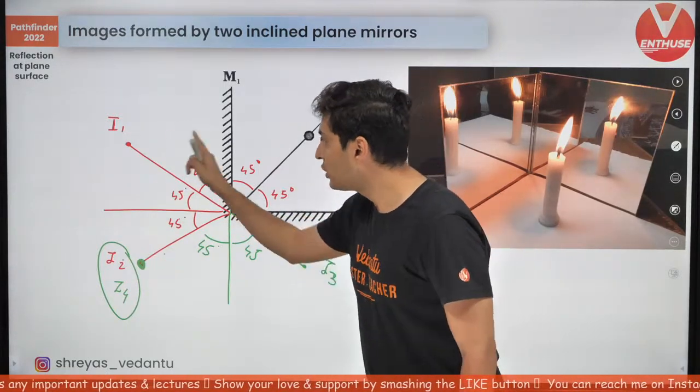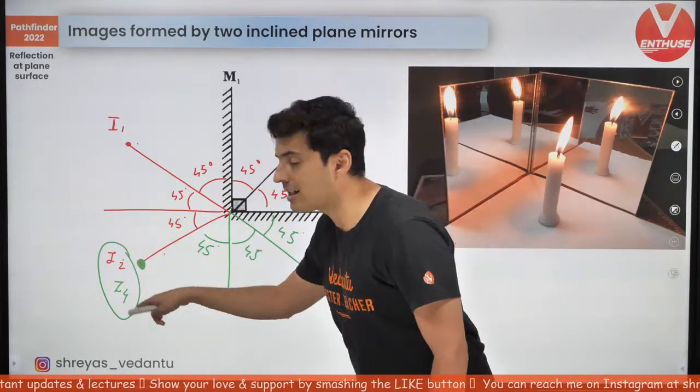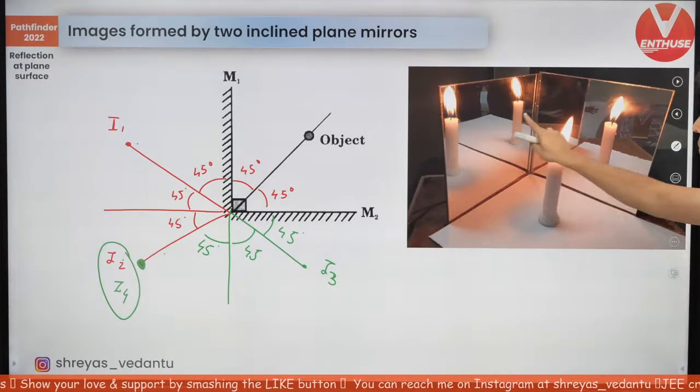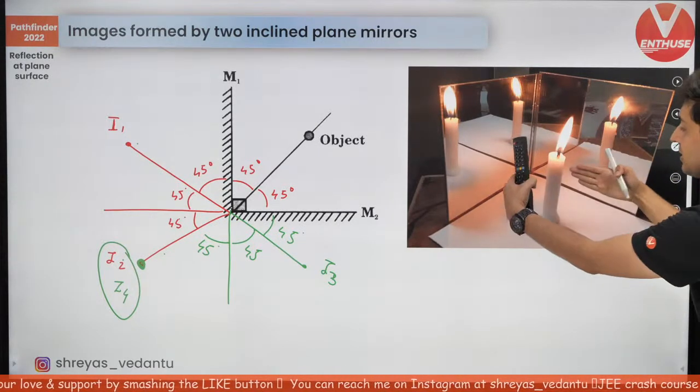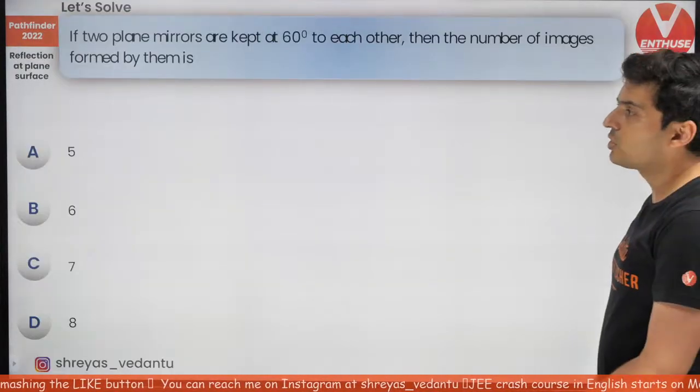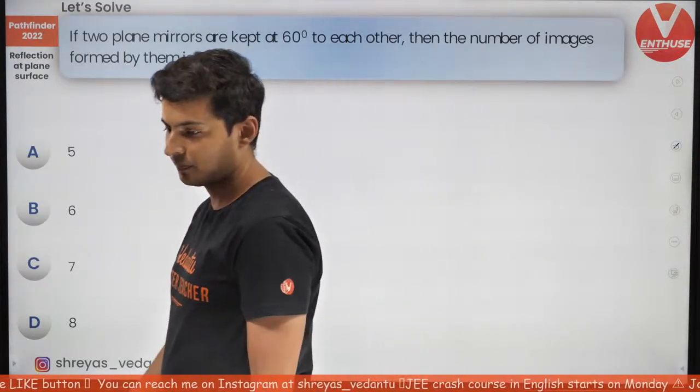That means you have 1, 2 and 3 images because these 2 images have coincided with each other. That's why you got 3 images when the mirrors are perpendicular to each other. Okay, let's solve this for this question.